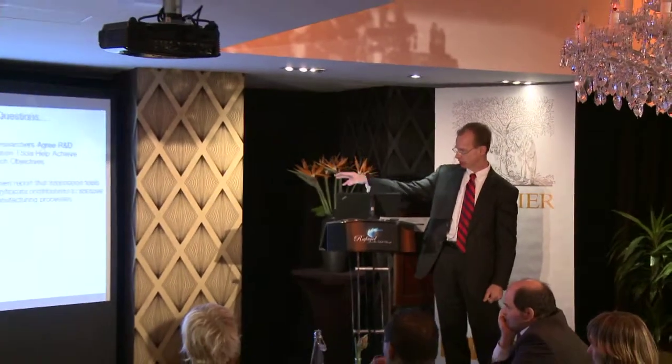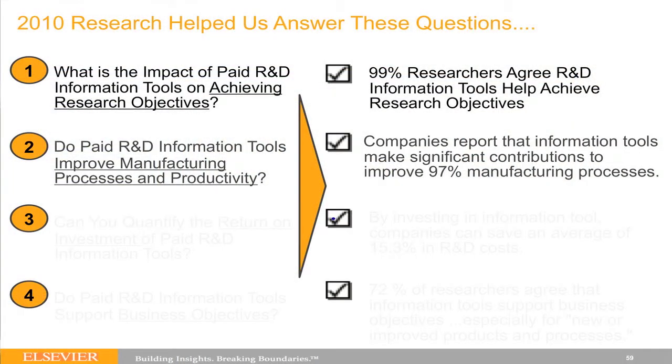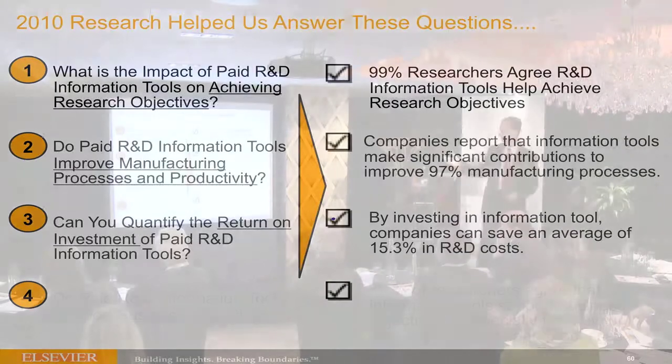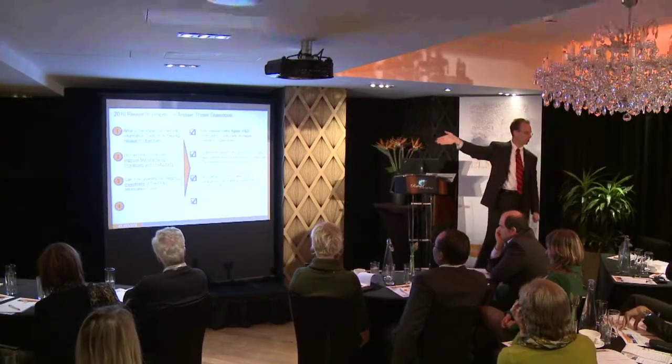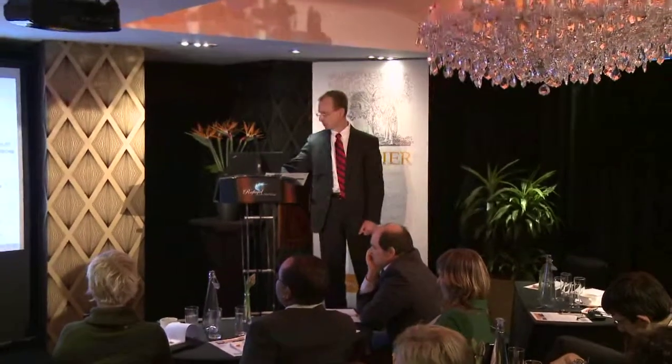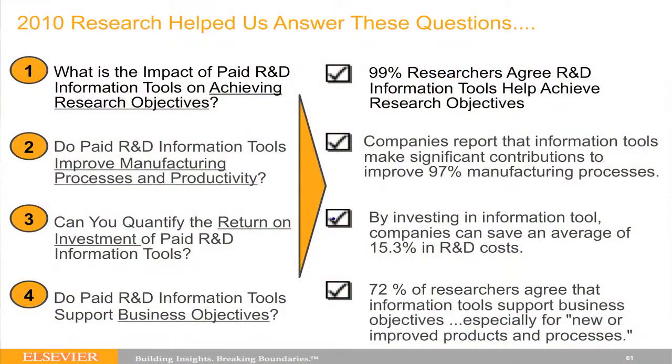So the 4 questions we asked: what is the impact of these tools on achieving research objectives? 99% of the researchers agree that they helped them achieve that. In fact, they chose over 8 different ways on average. Do they improve your manufacturing processes? 9 out of 10 said that they did and gave a number of ways. And can you quantify the return on investment? As we showed before, an average of about a 15% increase in cost if you don't use, or a 15% decrease in cost if you do use these tools. And then finally, do they support the business objectives that the general managers, the CEOs, or high-level executives care about, not the research? And 7 out of 10 people said it did.